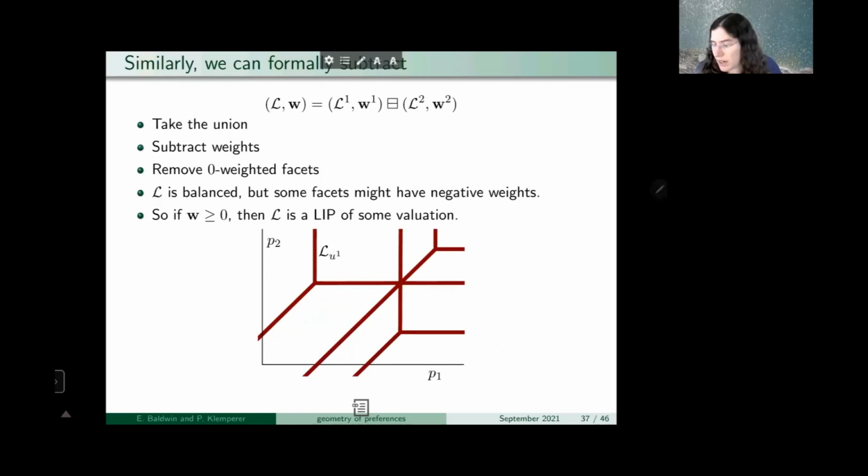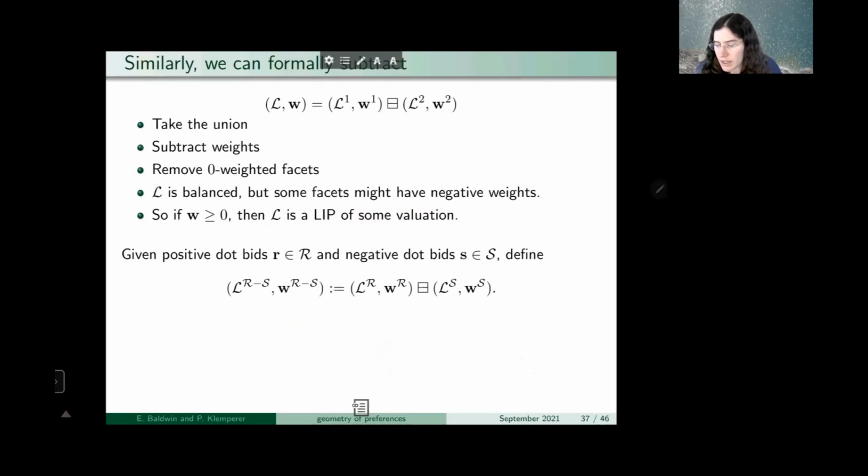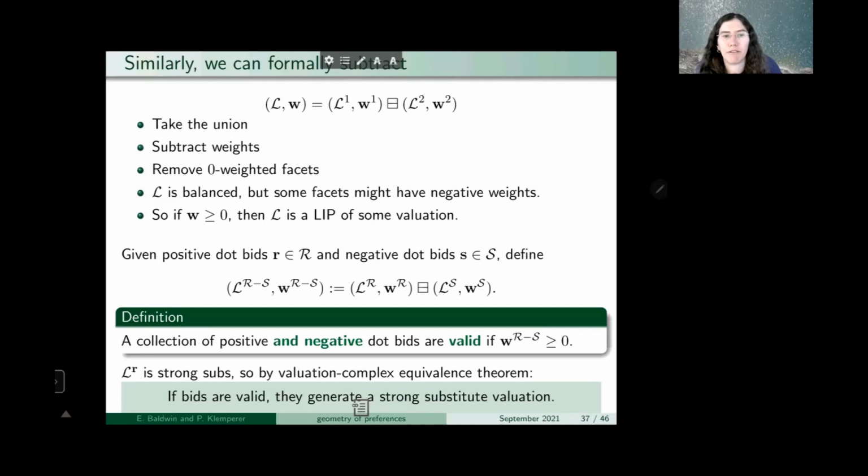If this is my first lip that I draw, and then I subtract that lip, then that's okay. I've put a 0 weight. I just delete the 0 weighted facets. I've got something that's now got positive weights everywhere. I've got the lip of a valuation. So given positive dots and negative dots, I'm going to define the lip corresponding to the positive ones minus the negative ones in this way, just following the procedure above. And I'm going to say that the dots that I started with are a valid collection in the first place if I do indeed end up with a non-negative weight everywhere.